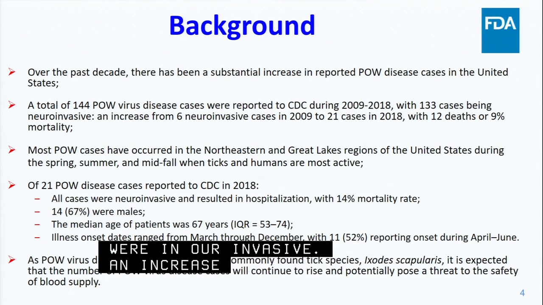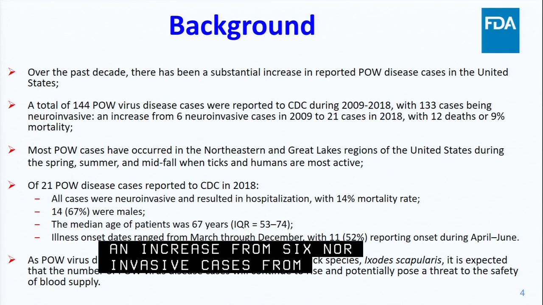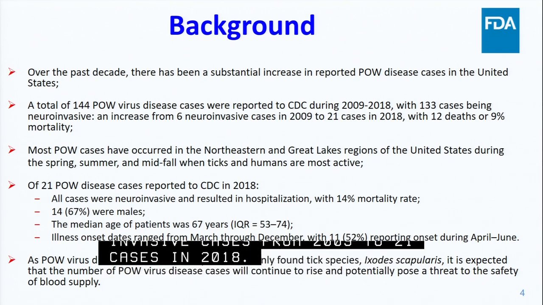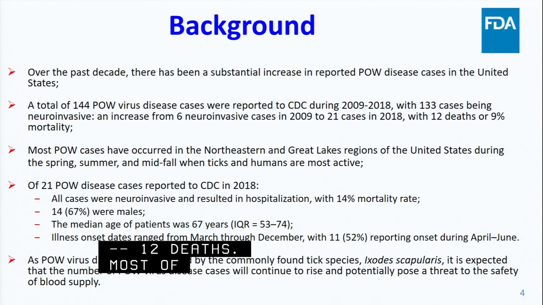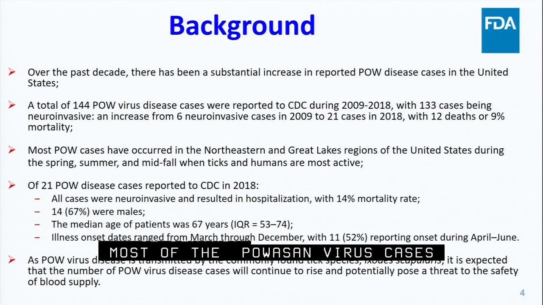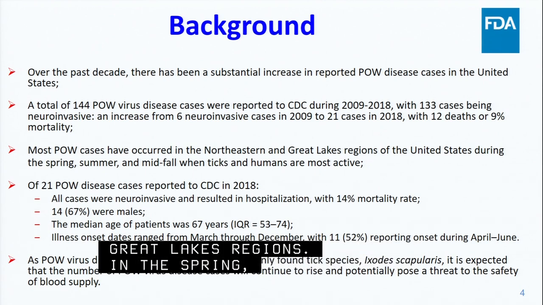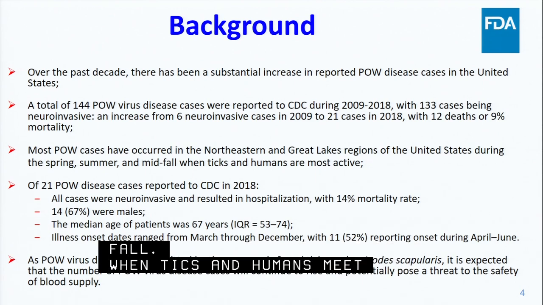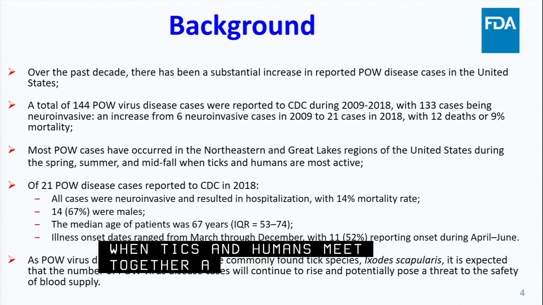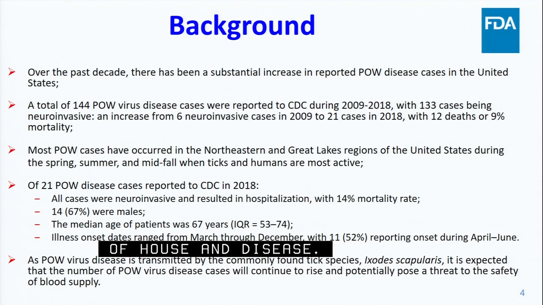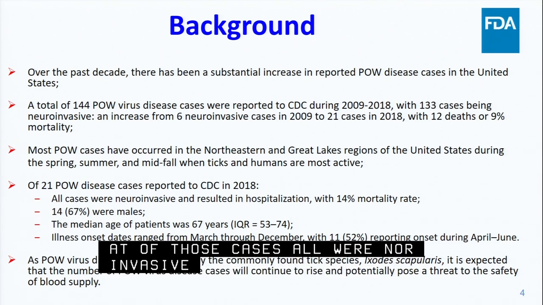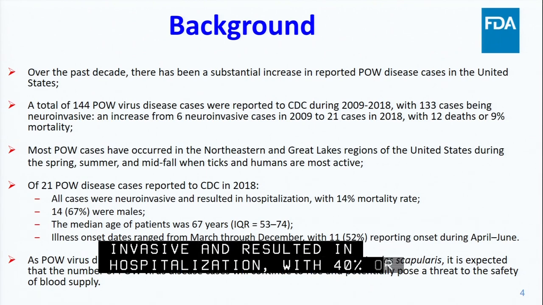And most of the Powassan cases occur in the northeastern and Great Lakes regions in the spring, summer, and mid-fall, when ticks and humans are both active. So in 2018, there were 21 cases of Powassan disease. Out of those cases, all of them were neuroinvasive and resulted in hospitalization with about 14% mortality rate. 67% were males. The median age was about 67 years of age. Illness onset generally ranged from March through December, with the majority having a reported onset during April through June.